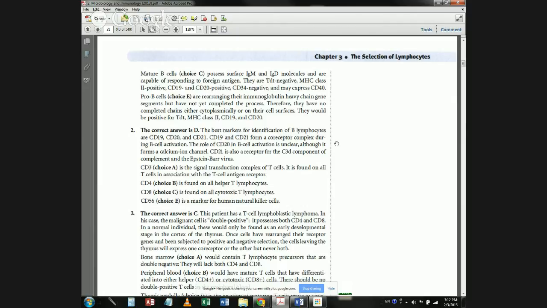CD3 is the signal transduction complex of T cells. It is found in all T cells in association with the T cell antigen receptor. CD4 is found in all helper T cell molecules. CD8 is found in all cytotoxic T lymphocytes, and CD56 is a marker for human natural killer cells. I was wrong. CD56 is for human natural killer cells. Natural killer cells will also have CD34.